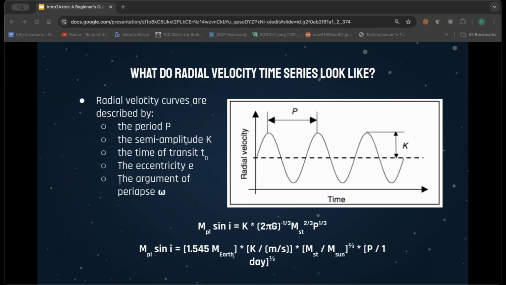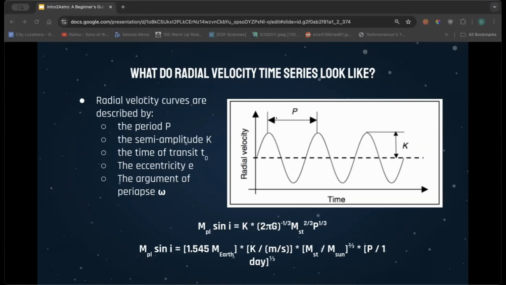So there are 5 parameters of a planet that can describe its radial velocity effect on the star. The period of the planet, the semi-amplitude of that signal, the time of transit, and then the eccentricity and the argument of periapse. So let me get into what these are. The period P is probably the simplest.